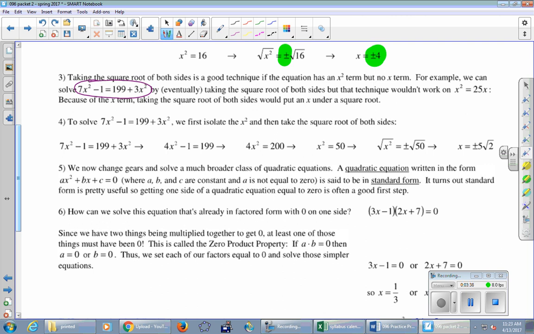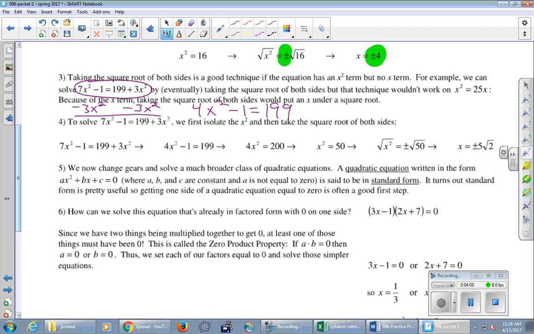Okay, first issue. I see x squareds on both sides, yes? Let's fix that. Let's get all the x squareds on the left. So if we subtract 3x squared from both sides, then how many x squareds do we have here? We got 4x squared. And then you copy the -1 equals what? 199. Okay, so far so good.